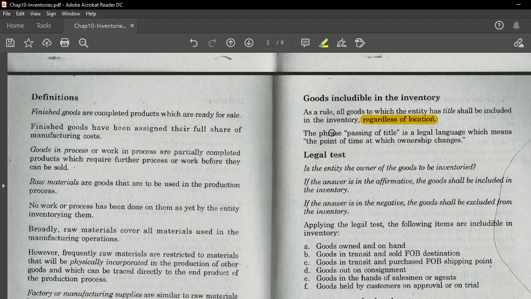So the phrase a passing of title is a legal language which means the point of time at which ownership changes. So kaning title nga word din ha. Title, titulo ba? Okay?